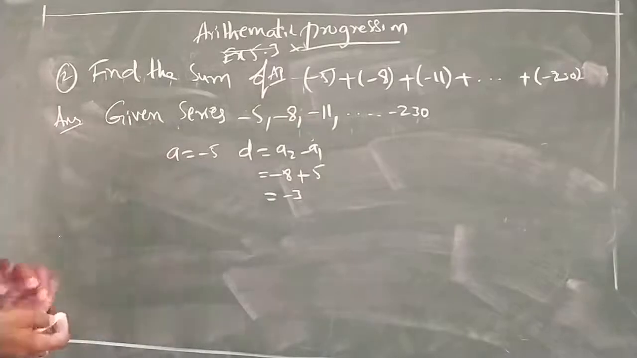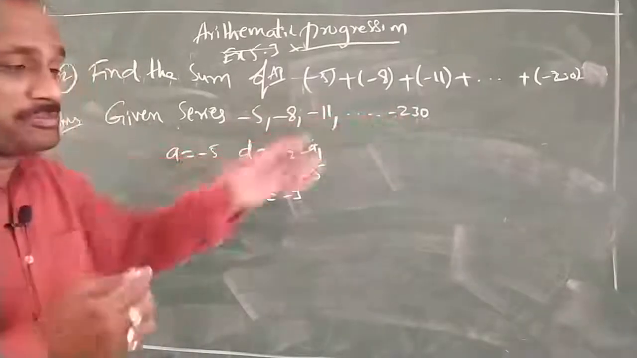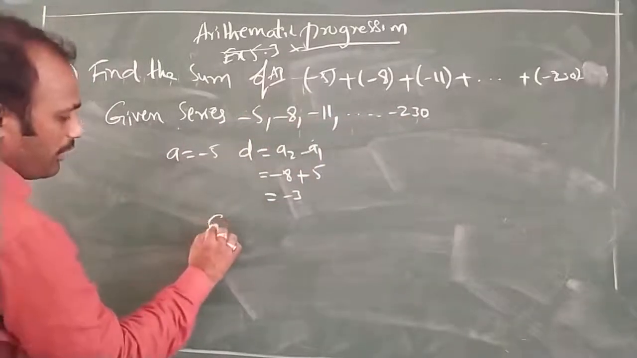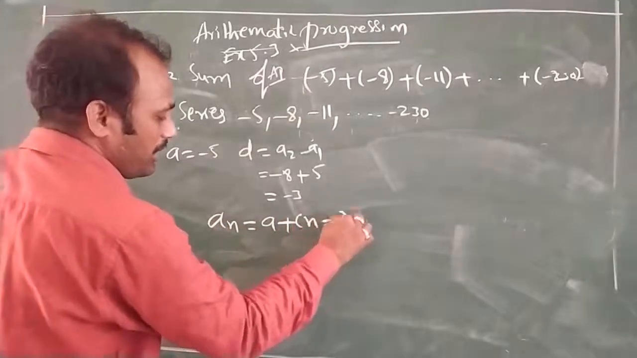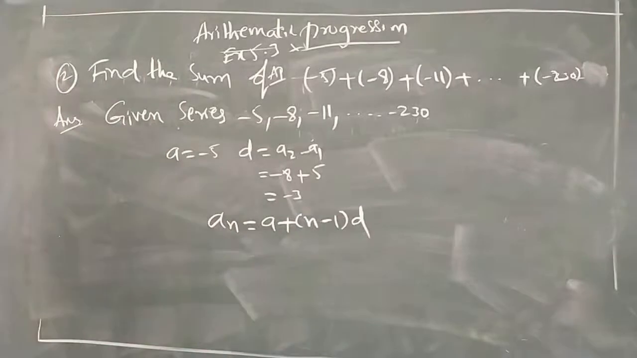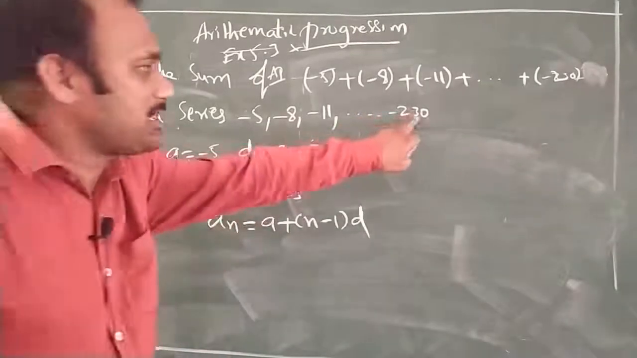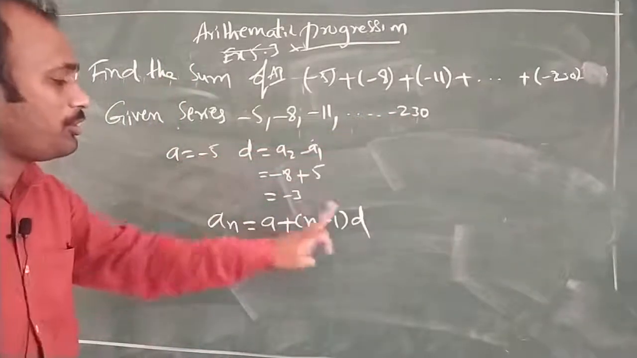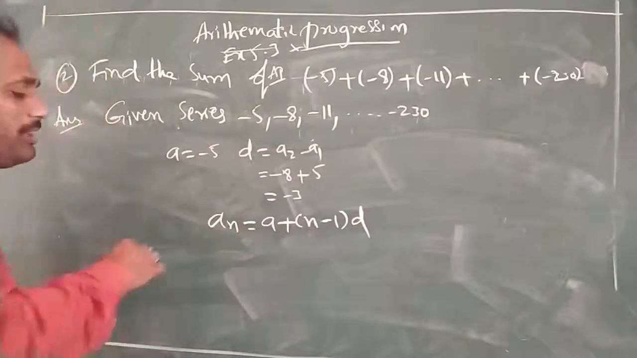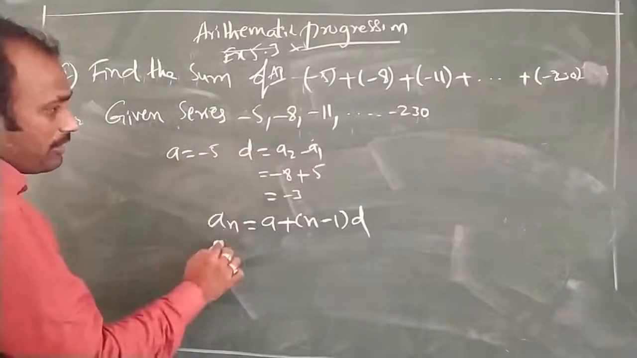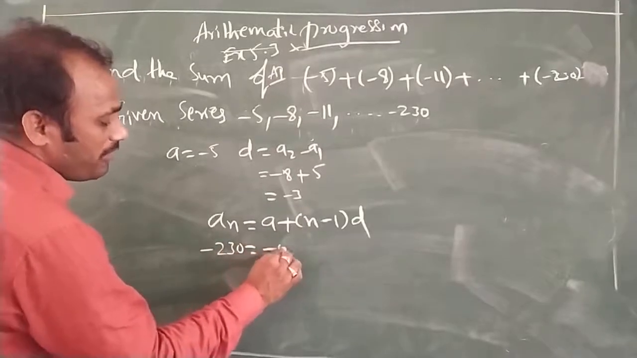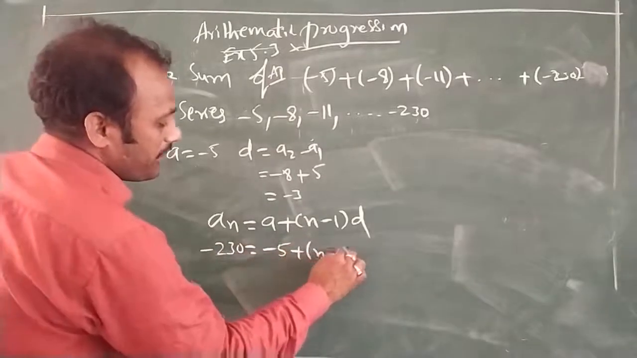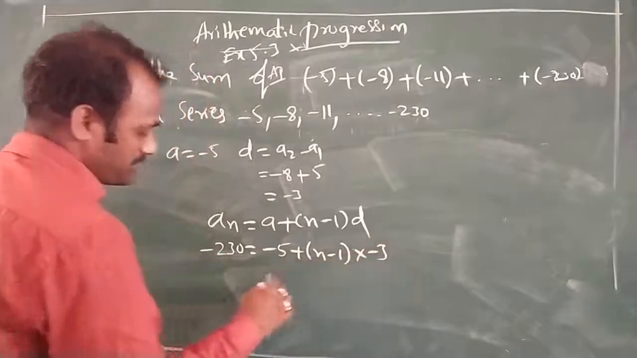So to get how many number of terms, in order to get that we have to use the nth term of AP formula. That is an is equals to a plus n minus 1 into d. Why? Because here we know the last term we can substitute, first term we know, common difference we know, we will get the n value. Very important. So here an value is minus 230 is equals to a value minus 5 plus n minus 1 into common difference minus 3.